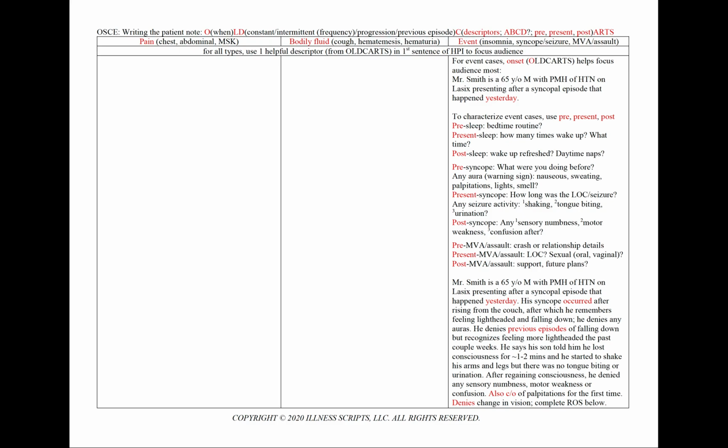And so for these event cases, the onset really is going to help focus the audience the most. So for example, Mr. Smith is a 65-year-old male with a past medical history of hypertension. He's on Lasix or furosemide, presenting after a syncopal episode that happened yesterday. So we'd want to know right away, like, when did this happen?